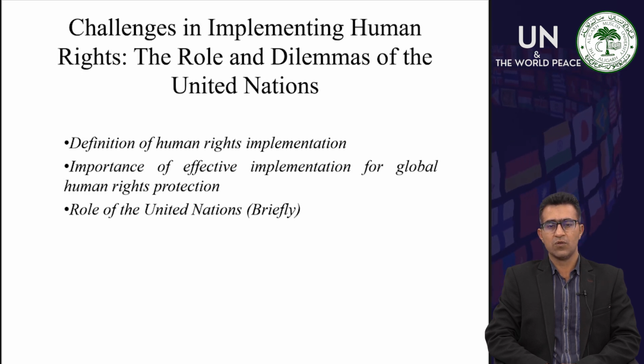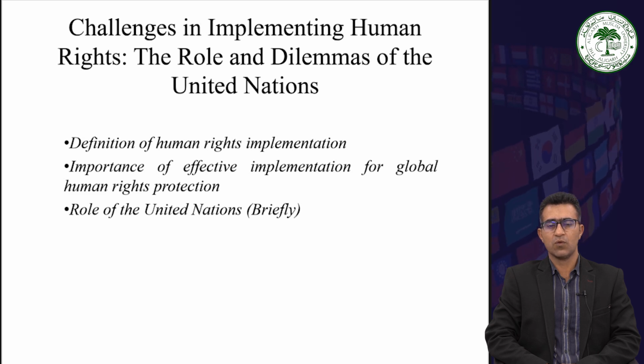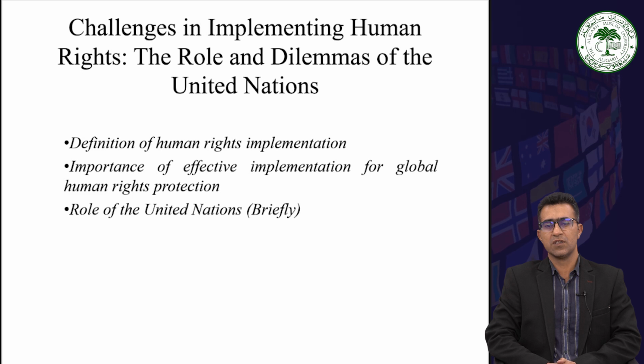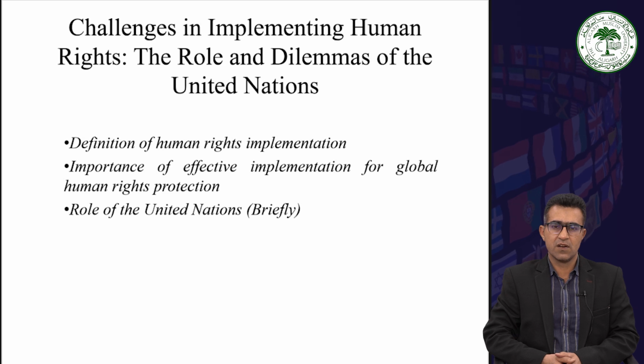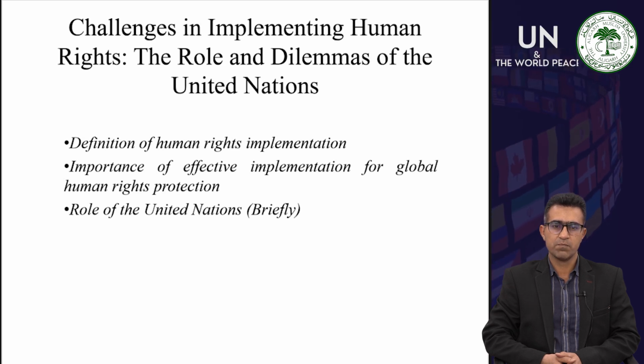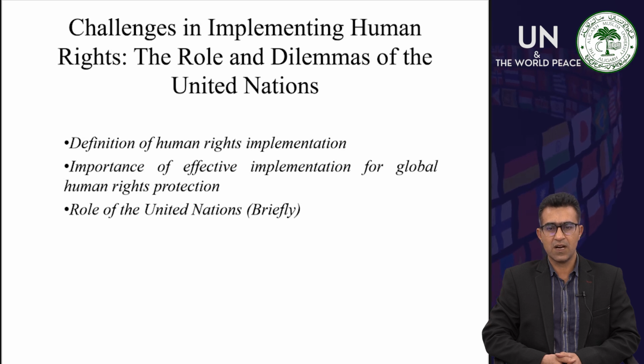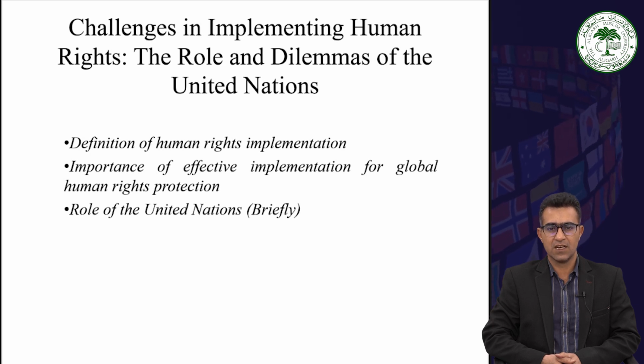Dear students, now we are going to discuss very briefly the role of United Nations in promoting human rights implementation. As you know, the UN plays a central role in promoting and overseeing the implementation of human rights worldwide through various mechanisms and bodies. For example, the United Nations develops and promotes international human rights standards through treaties, through declarations, through resolutions. As we all know that it has passed many resolutions for the protection, for the promotion of human rights like UDHR, ICCPR.